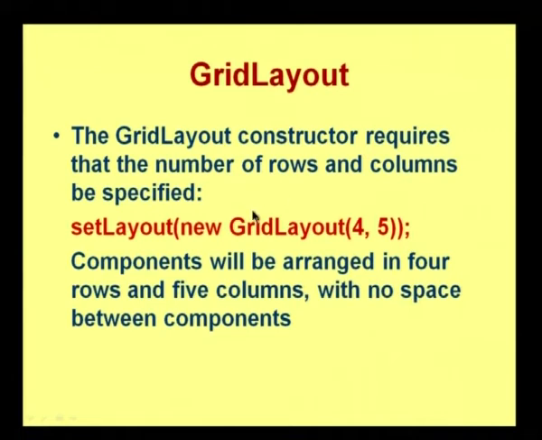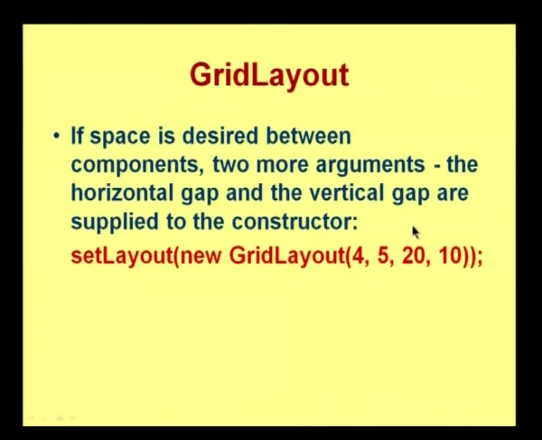So components will be arranged in 4 rows and 5 columns with no space between the components. Here in the constructor, I have not specified any horizontal or vertical space. If I want, I can specify that also. If space is desired between the components, two more arguments, the horizontal gap and the vertical gap, are supplied to the constructor. You can see this is the horizontal gap and this is the vertical gap that should be available between the components. Based on this, the size of the components gets changed.